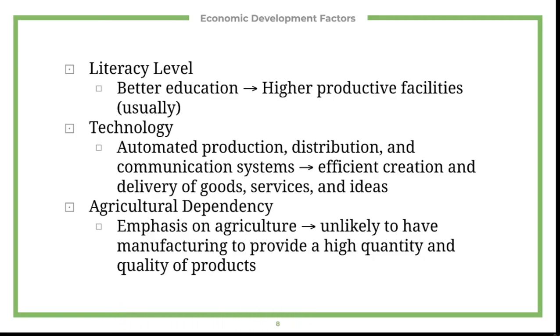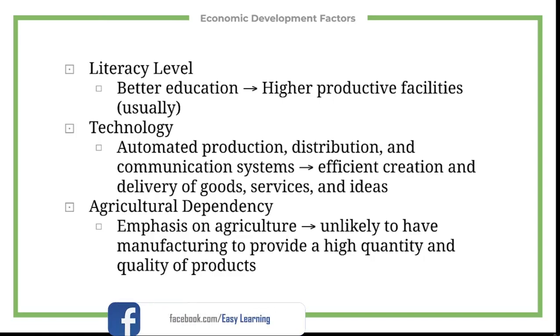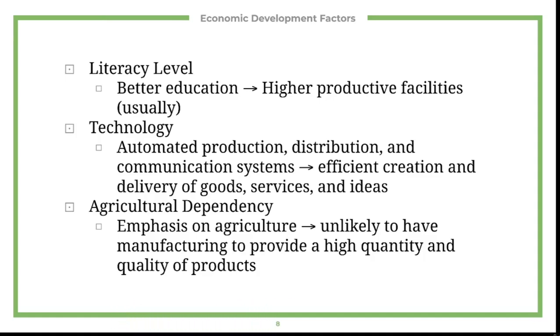And the next one is agricultural dependencies. So this revolves around the idea that an emphasis on agriculture means that said country is unlikely to have manufacturing to provide a high quality and high quantity set of products.